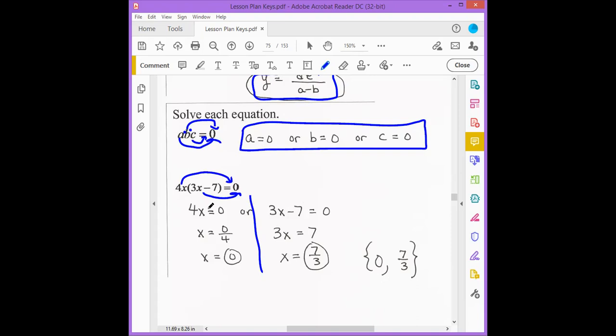So 4x equals 0, we solve, divide both sides of this equation by 4. And x equals 0 over 4, or 0. The second expression we wrote as an equation, 3x minus 7 equals 0. To solve, we're going to add 7 to both sides, and then we're going to divide both sides by 3. We'll get x equals 7/3. So our two possible solutions, x could be 0 or 7/3.